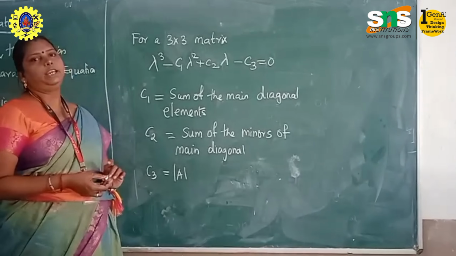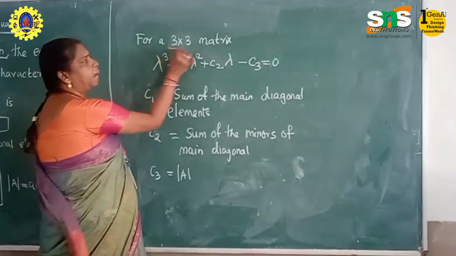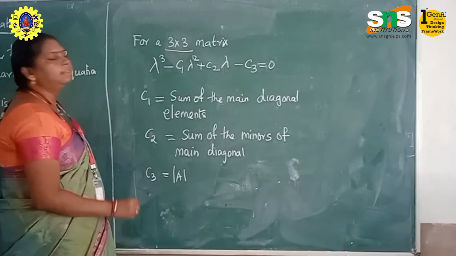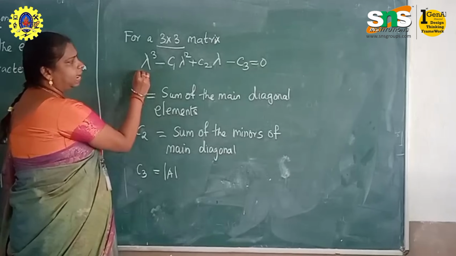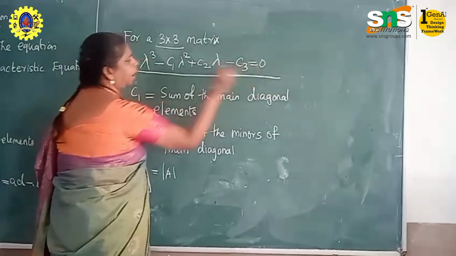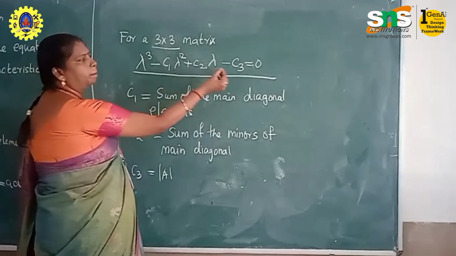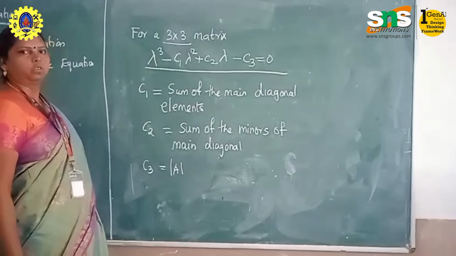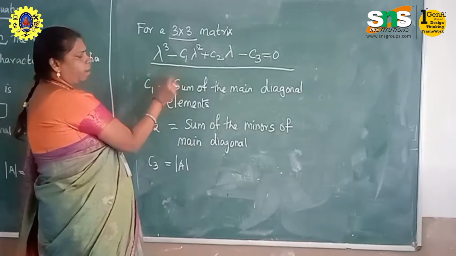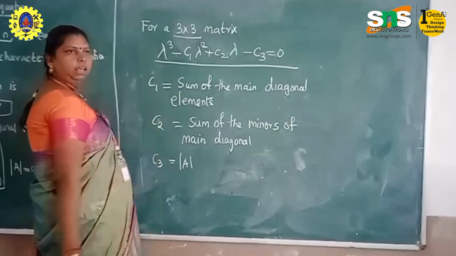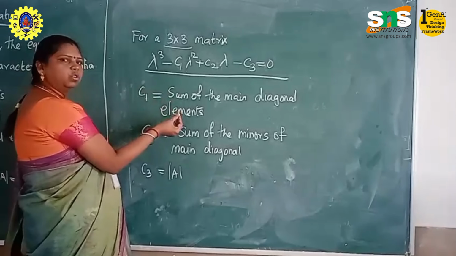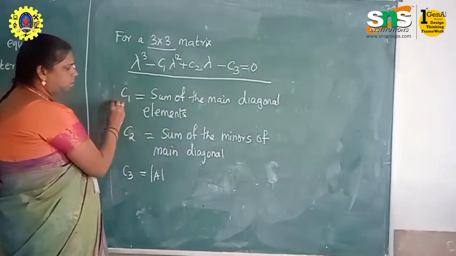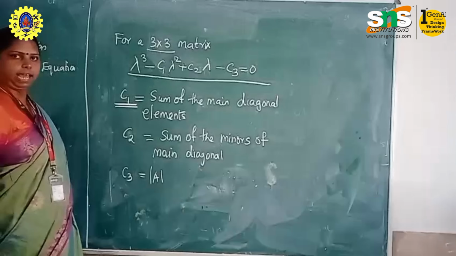Now we will consider a 3 cross 3 matrix. So what is a 3 cross 3 matrix? It should contain 3 rows and 3 columns. So for a 3 cross 3 matrix, the characteristic equation is given by lambda cube minus C1 lambda square plus C2 lambda minus C3 equal to 0. So this is the characteristic equation for a 3 cross 3 matrix. So here we have to find C1, C2, C3. C1, as usual as we calculated in the 2 cross 2 matrix, is the same as the sum of the main diagonal elements.